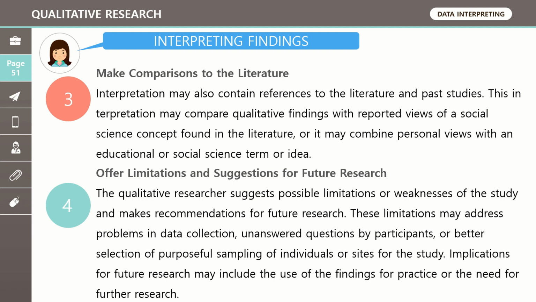The fourth thing is limitations and suggestions for future research. The qualitative researcher suggests possible limitations or weaknesses of your study and makes recommendations for future research. These limitations may address problems in data collection, unanswered questions by participants, or better selection of purposeful sampling of individuals or sites for the study. Implications for future research may include the use of the findings for practice or the need for future research.